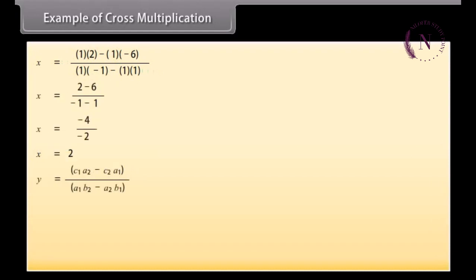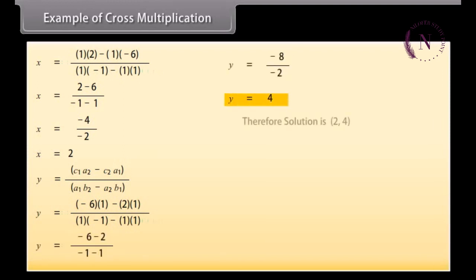y = (c1 a2 − c2 a1) / (a1 b2 − a2 b1). Now by substituting the values we get y = (−6 × 1 − 2 × 1) / (1 × (−1) − 1 × 1). By calculating we get y = 4. Therefore the solution is (2, 4).